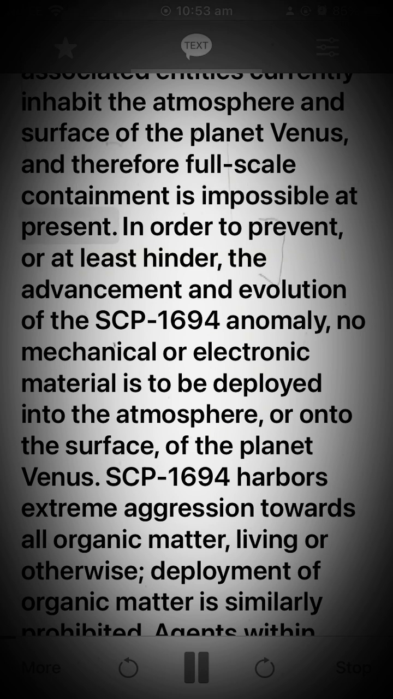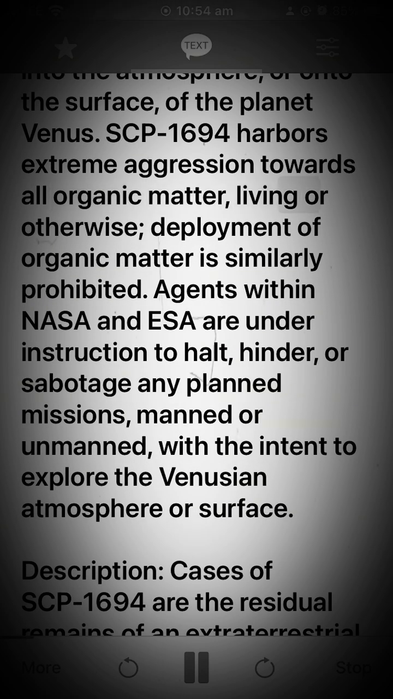impossible at present. In order to prevent, or at least hinder, the advancement and evolution of the SCP-1694 anomaly, no mechanical or electronic material is to be deployed into the atmosphere, or onto the surface of the planet Venus. SCP-1694 harbors extreme aggression towards all organic matter, living or otherwise. Deployment of organic matter is similarly prohibited.